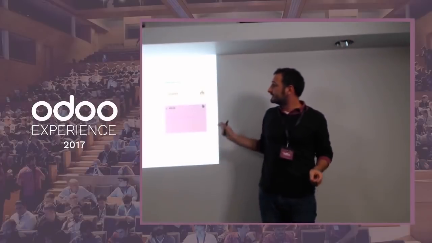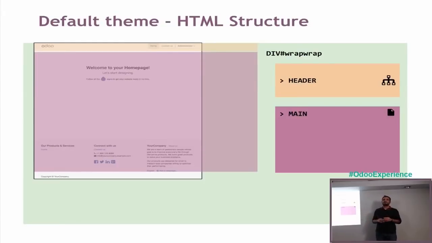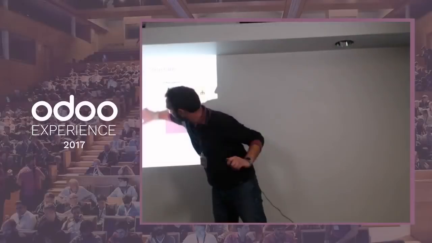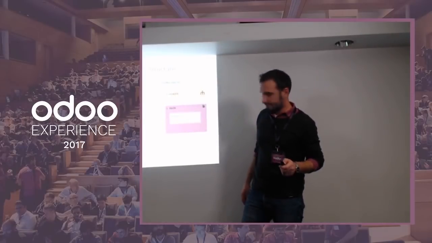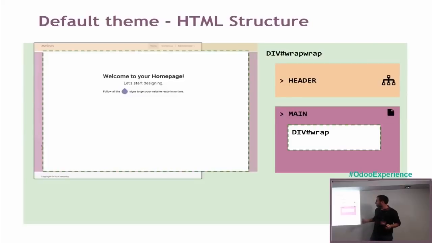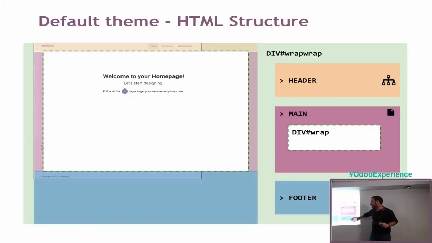And this is the actual content of the page. So when you click on edit, add new snippets, and save, you're actually saving this part, so not the header and neither the footer. The footer and the header are the same for the whole website. The main element and the div with the ID wrap inside are related to the single page only.